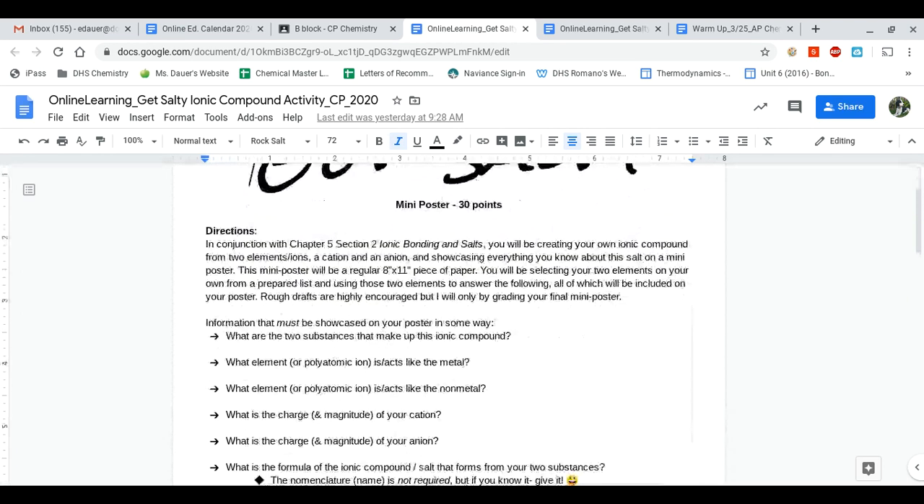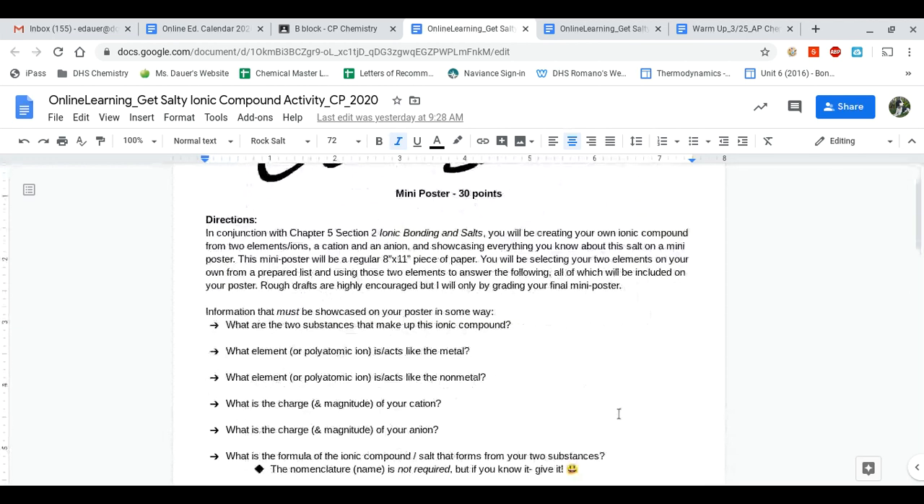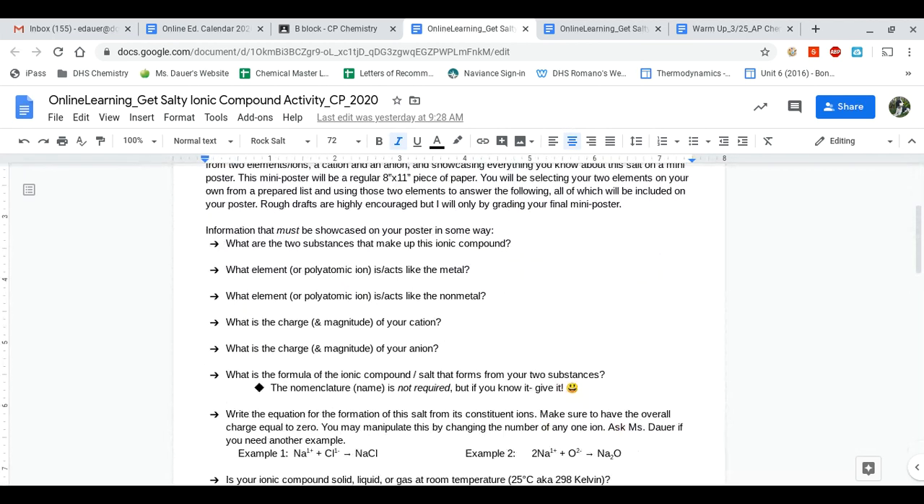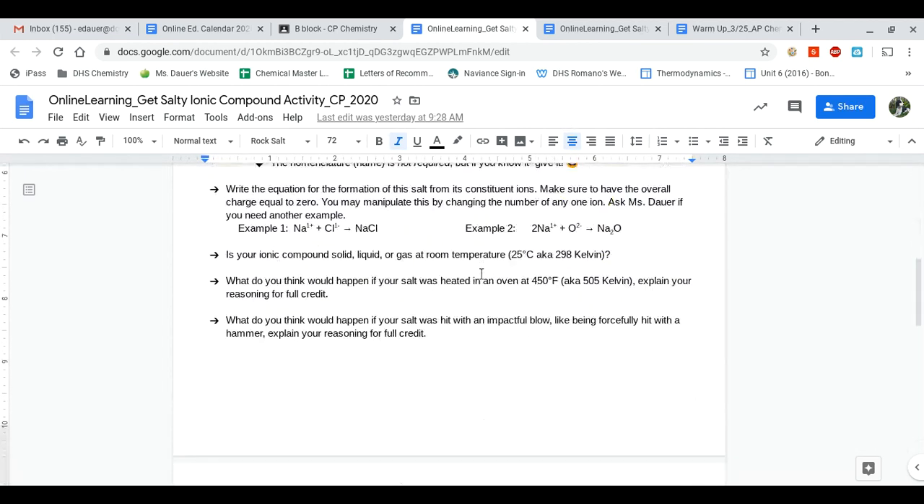The answers to these are all in your Chapter 5, Section 2 notes. Also, if you make a rough draft, if you have your answers, or if you want me to take a look at something, send me an email with your questions. Take a picture of something you want me to review. I can approve it. I can give you a thumbs up before you start working on your final copy.